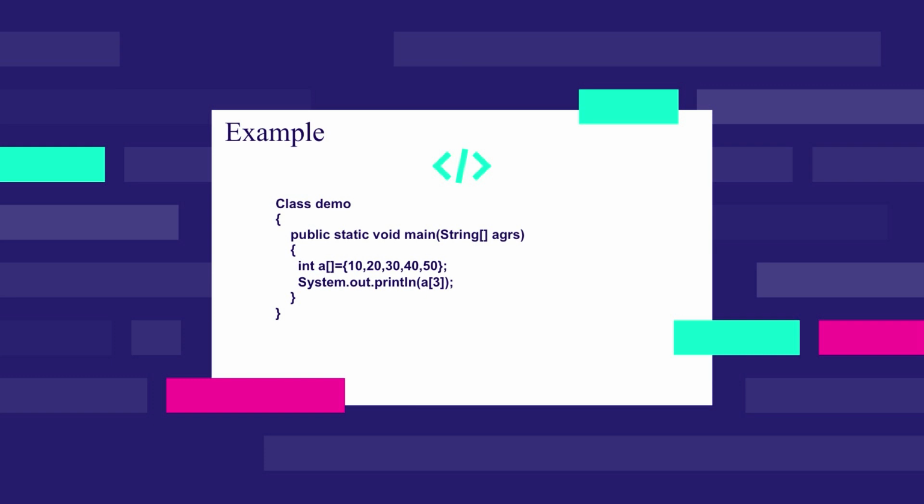Let us understand with the help of an example. First we have to create a class whose name is Demo. Then we have to initialize an array under the main method: integer array a, then assign the elements to the array a. Array a is a reference variable which refers to the indexes of the array. Suppose we want to access the element 40 of the array, we have to give the index value 3 to the array a. It will print the element 40 because 40 is located at the third position of the array, as you can see in this example.